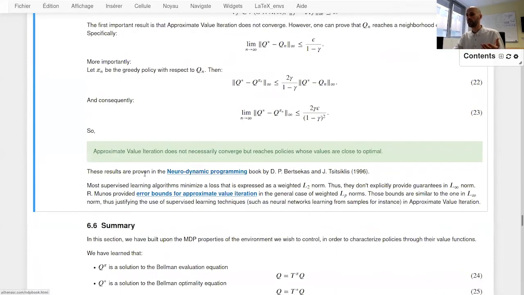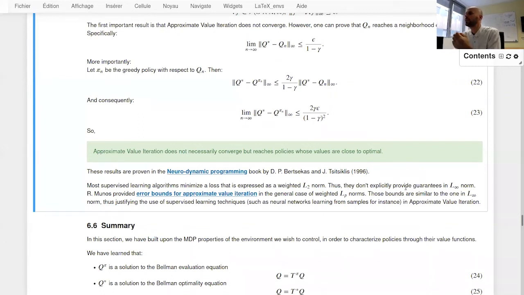These results can be found in the neurodynamic programming book by Dimitri Bertsekas and John Tsitsiklis. But when you think about them, having results in supremum norm is actually very good. However, most supervised learning algorithms minimize a loss that is expressed as a weighted L2 norm, so rather a squared norm.